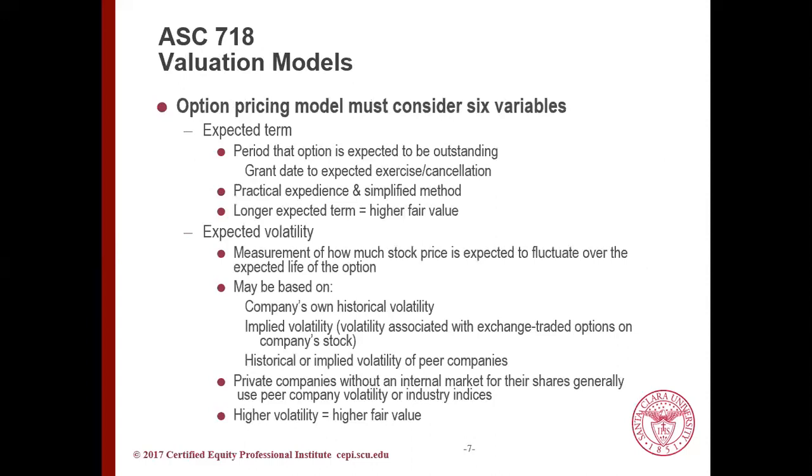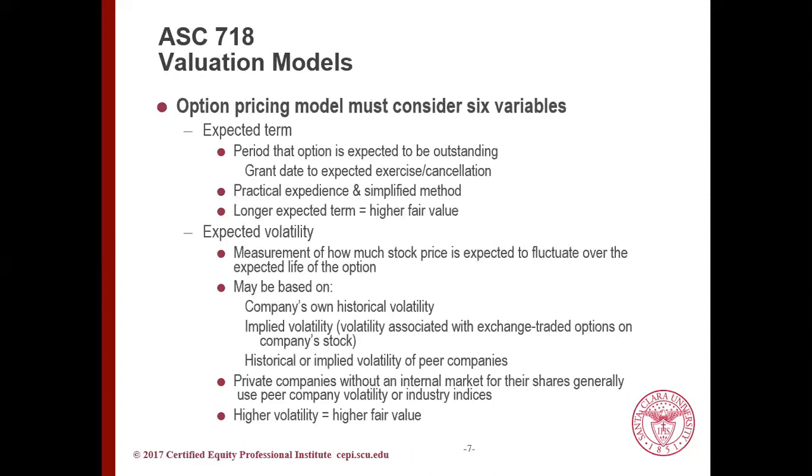The first 2 factors that the option pricing model has to consider are the 2 hardest to figure out, the expected term and the expected volatility. Expected term is the length of time that we expect the option to be outstanding. And for employee stock options, the option's only outstanding until it's either exercised or it's canceled. So what we're really trying to predict with the expected term is when is the employee going to exercise the option, or when is the option going to cancel without being exercised?